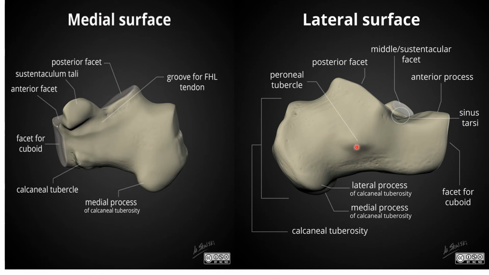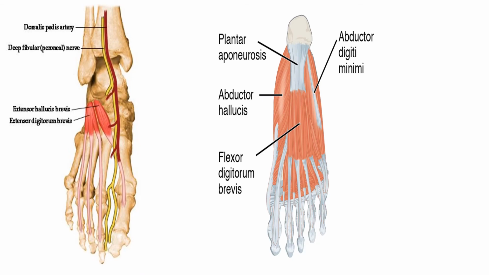Then we will move on to the attachments of the calcaneus. Let us discuss the attachments of the calcaneus. Among the muscles arising from the calcaneus, we have the extensor digitorum brevis.